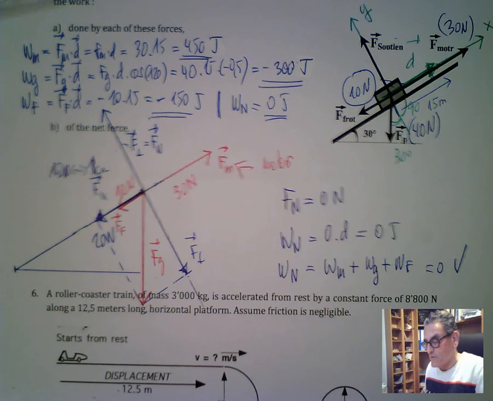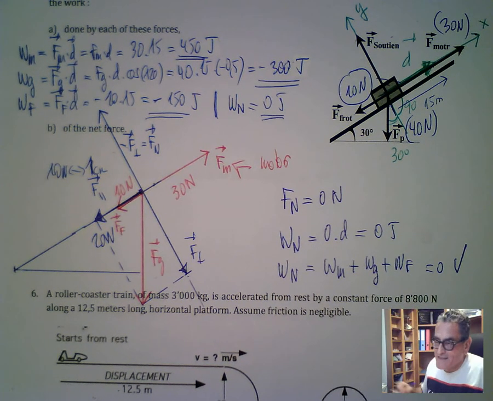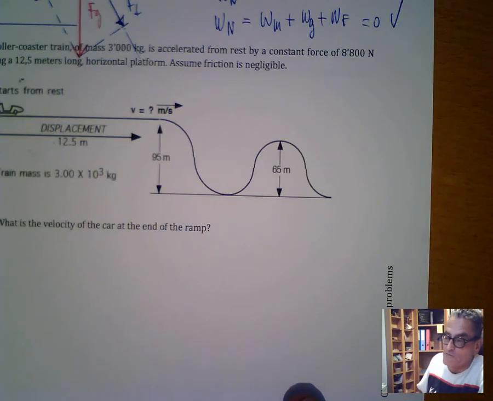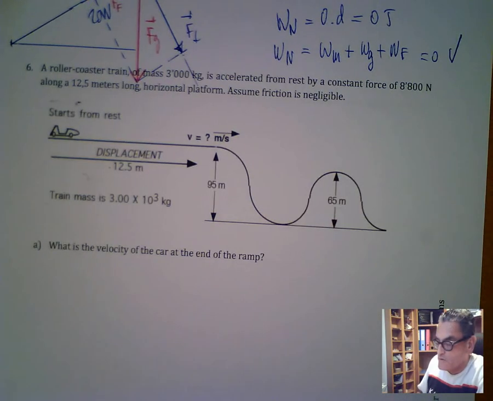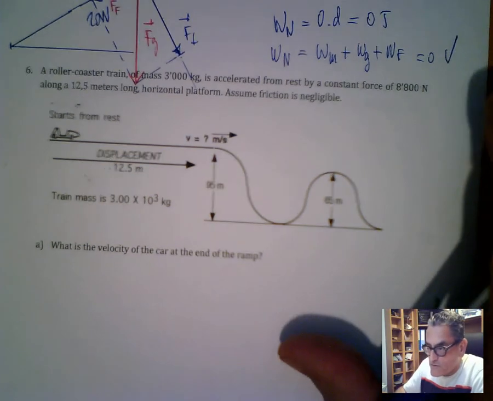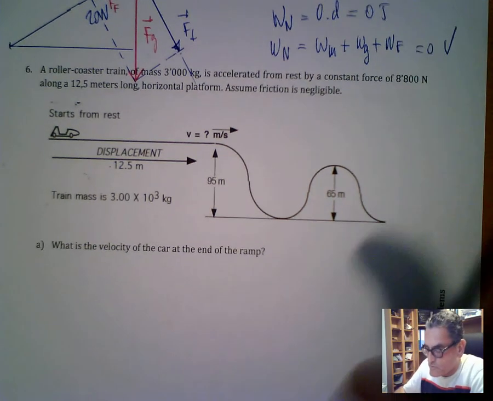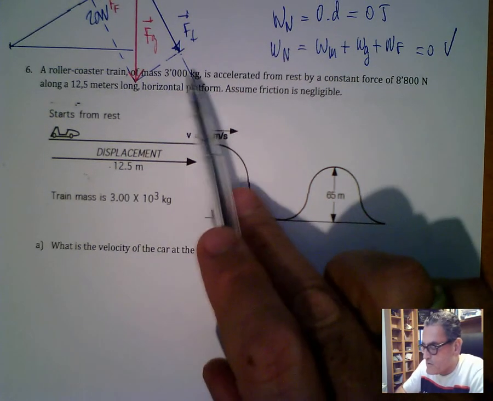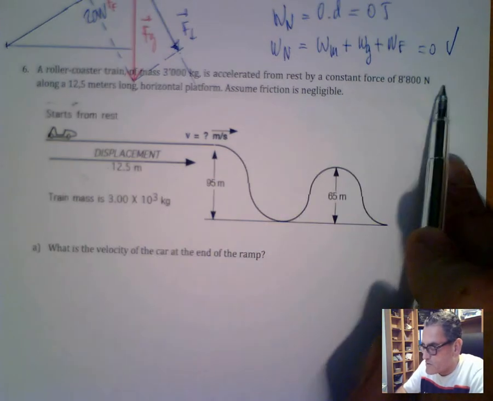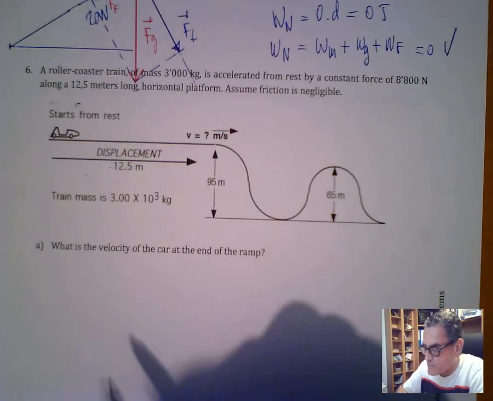Good. Now the last one, which is a classic roller coaster problem. If we do a test one day, there will be a roller coaster in that. It's normal. A roller coaster train, do it first. Do it first, stop the video, do it. A roller coaster train of mass 3,000 kilos is accelerated from rest by a constant force of 8,800 newtons.